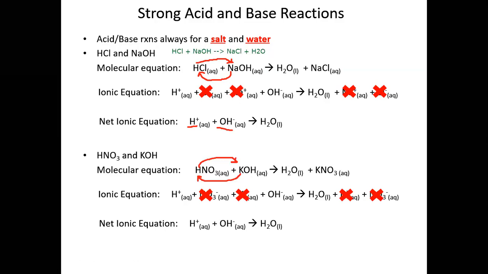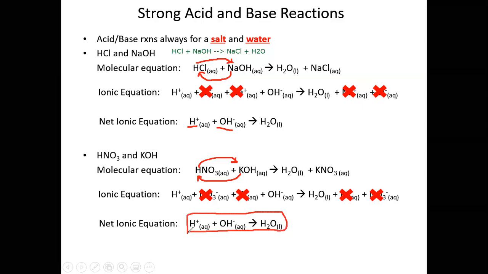That's not a coincidence. That's always going to be the case when you have a strong acid reacting with a strong base. So again, anytime you have a strong acid reacting with a strong base, this is always going to be the net ionic equation. Always. So what's shown here is, again, a strong acid, strong base reaction.